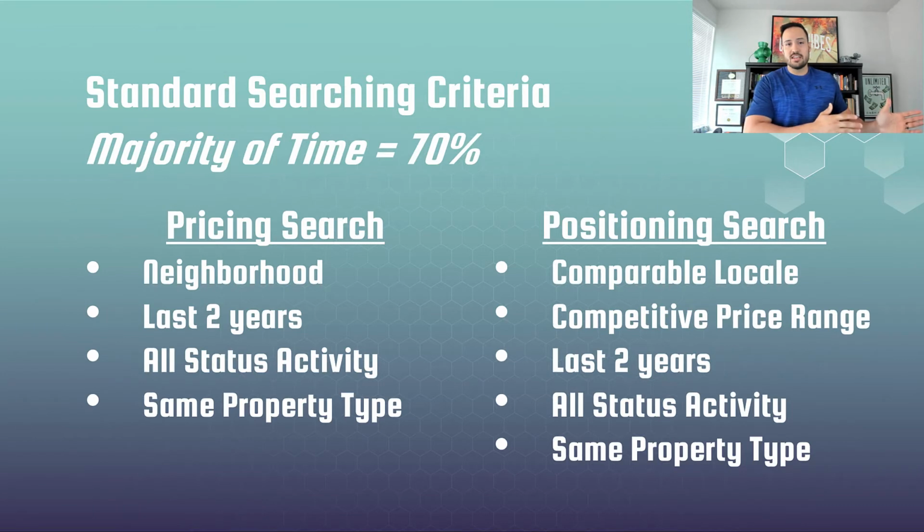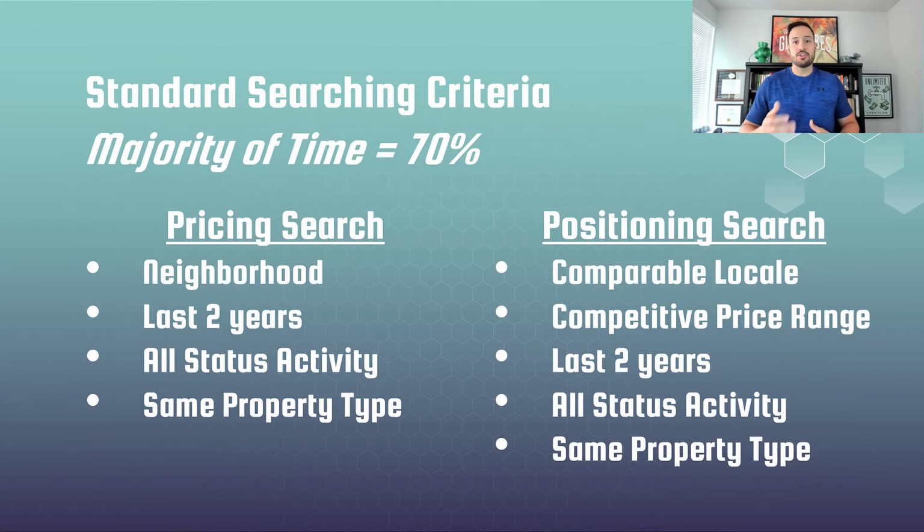Now, in this case, after you have this, that last 2 years data will help you make the patterns, help you make the scattergram, and find that competitive price range. Then you go to your positioning search. You're going to look at a comparable locale, whether it be city or an area of a city. You as an agent will know what the actual comparable location is. And later on in this presentation, we'll give you a bigger example of how you can define that, if you're having trouble, without necessarily just that gut instinct or that real estate knowledge. But you can go to positioning search by comparable locale, competitive price range, the last 2 years, all status activity in the same property type.